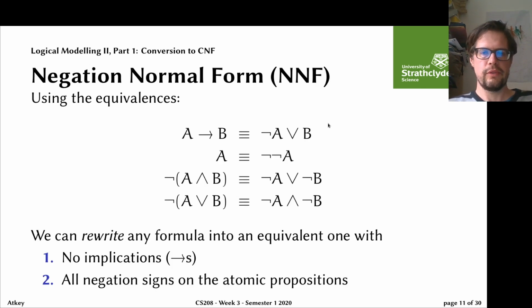Now if we take all of these equivalences, we can rewrite any formula to an equivalent one that has no implications. All negation signs are on the atomic propositions, and we have either 0 or 1 negation signs. And this is called negation normal form. So we've got rid of all the implications and we've pushed all the negations right down to the leaves of the tree describing the formula.